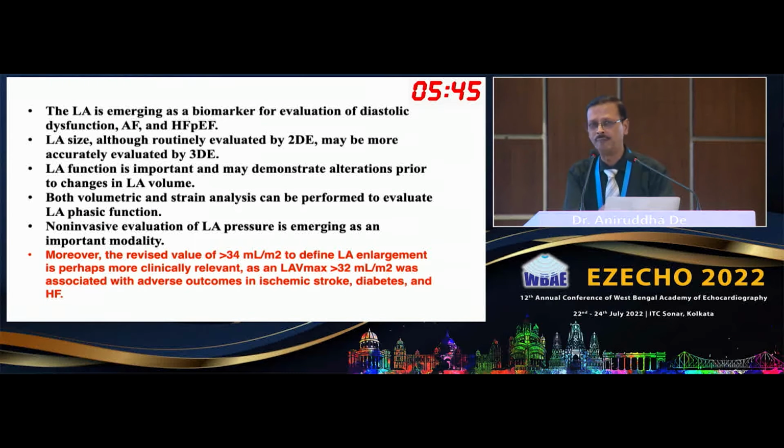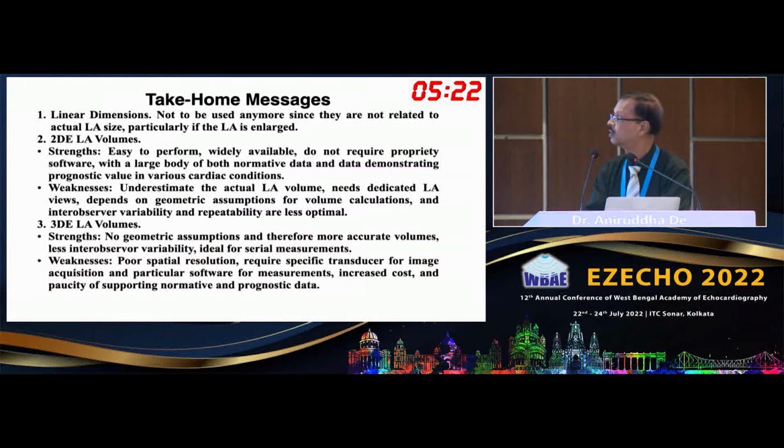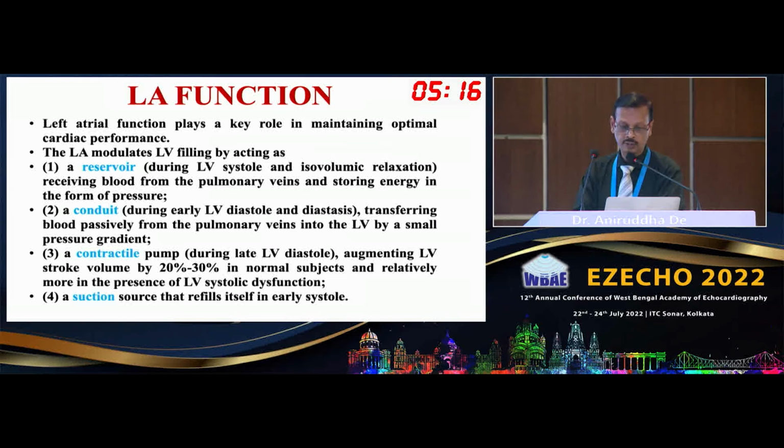Why is it 34 millimeter? That I was telling in the morning. The revised value of more than 34 millimeter per square meter to define LA enlargement is perhaps more clinically relevant, because LA max more than 32 millimeter per square meter was associated with adverse outcome in ischemic stroke, diabetes, and heart failure. That's why the 34 is more important. So this is what I told you, the take-home message.